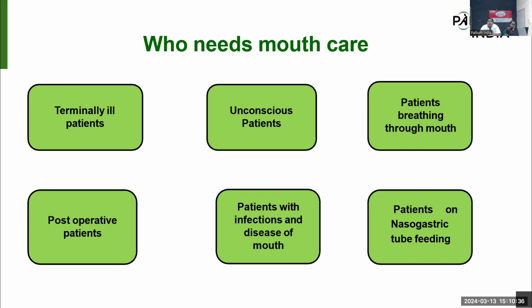Next are post-operative patients and patients with infections and diseases of the mouth. Disease of the mouth means any oral cancers, where there are so many secretions. So you have to do the oral care and remove the secretions then and there. Otherwise, it also causes malodor and further infections. Patients on a nasogastric tube: for what purpose are we doing oral care for NG tube patients?